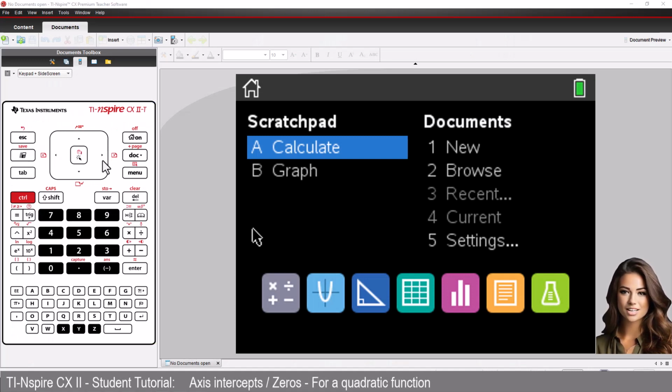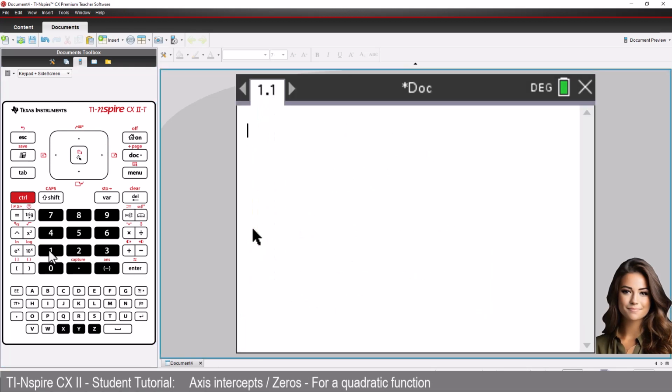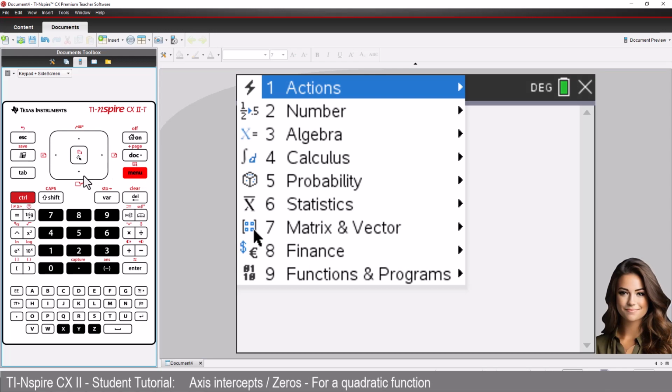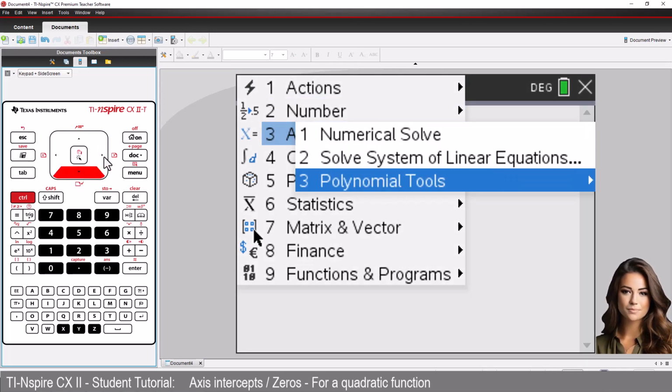In this session I am using the TI-Nspire CX II non-CAS calculator to determine the x-axis intercepts, or zeros, for a parabola. I'll start with the calculator application. From the menu select Algebra, Polynomial Tools. Find roots of a polynomial.